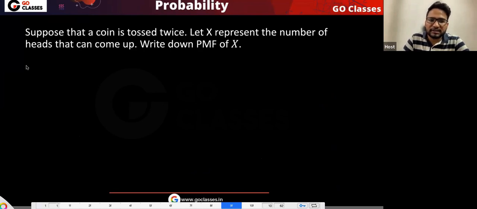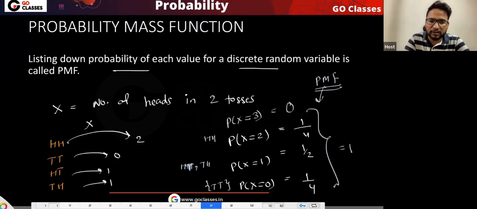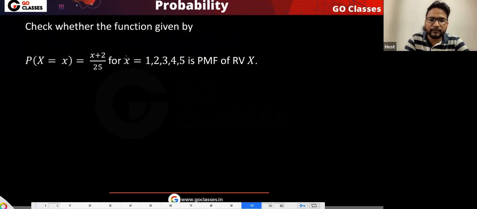So let's consider this question. They are saying, suppose that a coin is tossed twice. Let X represent the number of heads. Oh, by coincidence, I took the same example. So this is the example we just did. Let's have a different example. Check whether the function given by this is a valid PMF of random variable X or not.